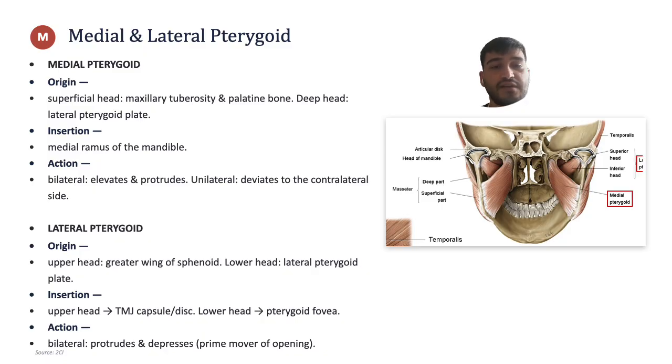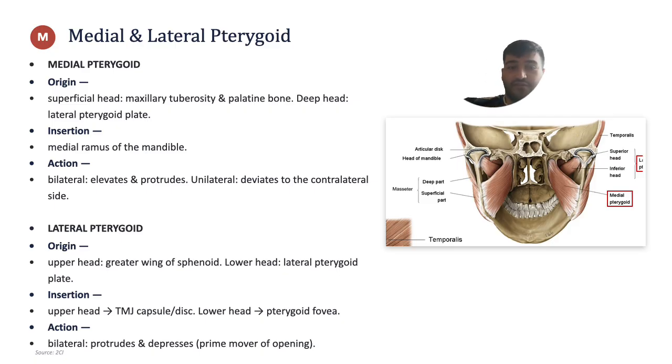Then we go to the pterygoids. As we know, the medial is the more medial one. The lateral is the more lateral one. The medial pterygoid's origin is the superficial head, maxillary tuberosity, palatine bone, and the deep head pertaining to the lateral pterygoid plate. So the insertion is the medial ramus of the mandible. So the inner side, I guess, of the mandible. And then the action is bilateral. So it elevates and protrudes. So it kind of pushes forward and puts it up as well. So closes it. And then unilaterally, it can deviate to the contralateral side.